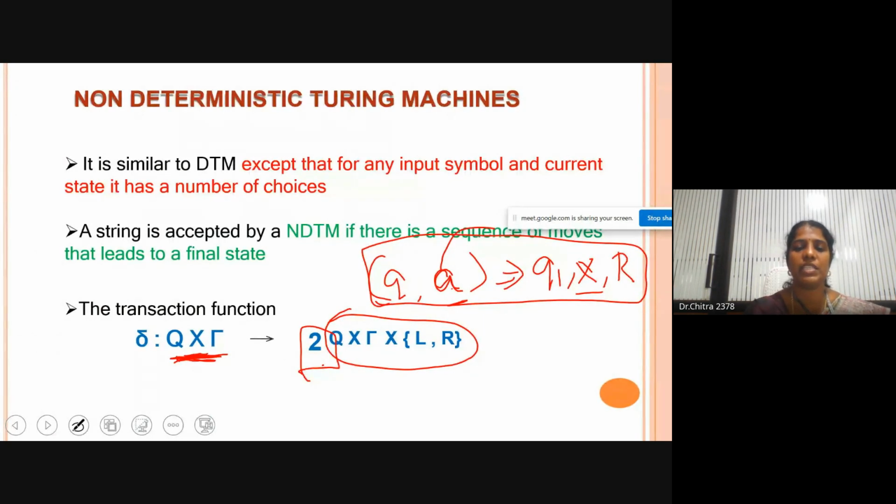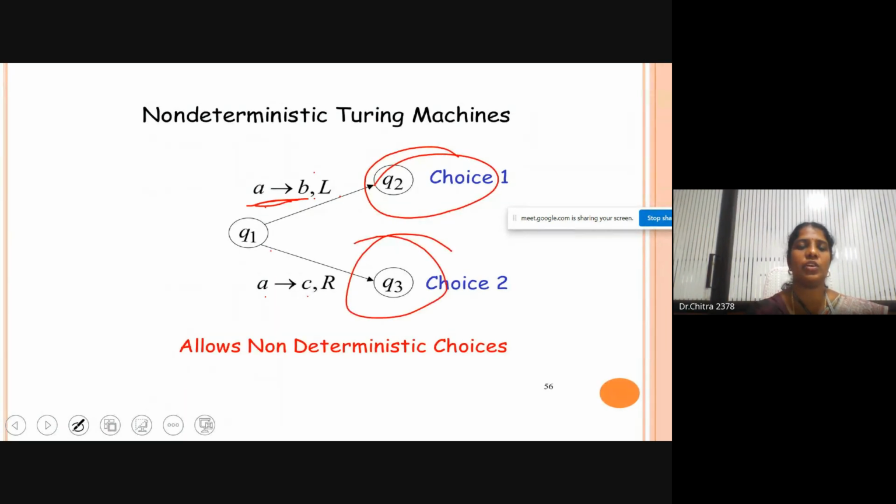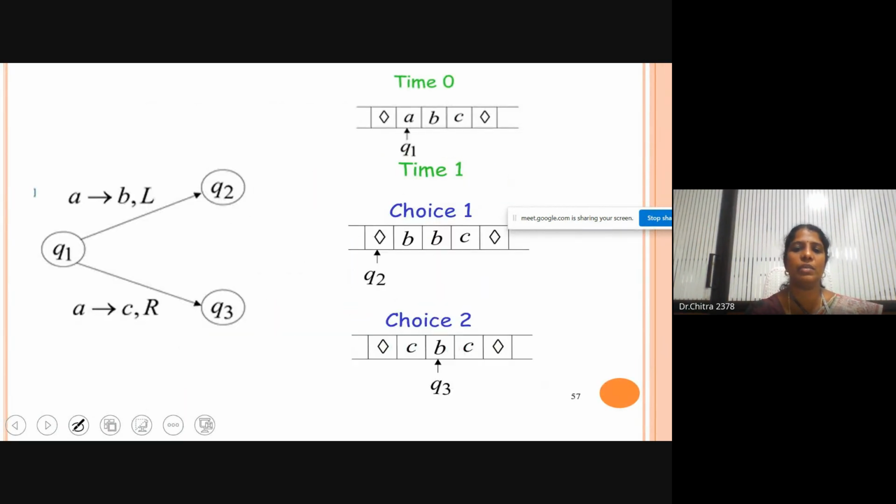Okay, so deterministic means the transfer function always maps Q into the same tape symbol only. But non-deterministic means it may go to any transition. If n states are there, 2 power n transitions are possible for this non-deterministic Turing machine. For example, consider q1 comma a. Either it may follow this one: A is converted into B and it moves left, or A is converted into C and it moves right. Two possibilities are there. It may select the first choice or the second choice. Hence, this is called the non-deterministic Turing machine.